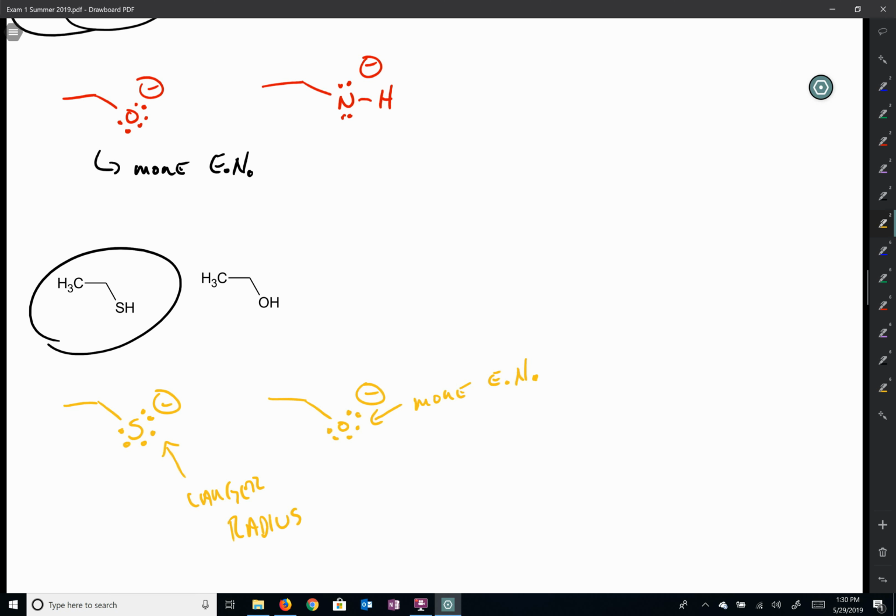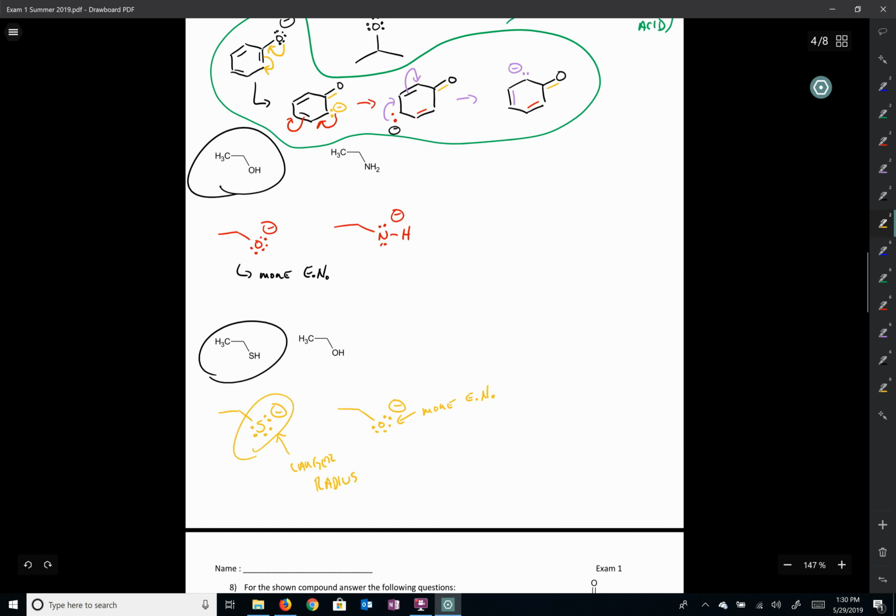The reason why is because if we have a larger radius here, then we can spread that minus charge out, right? We have a bigger surface area. If you want to think about it, you have a larger sphere to spread that minus charge out. And again, that's just a stabilizing effect. The more we can spread out a charge, the more stable it is. So larger radius means a weaker base, and weaker bases come from stronger acids, right? So the discussion here should have been about radius and how that spreads the minus charge out.